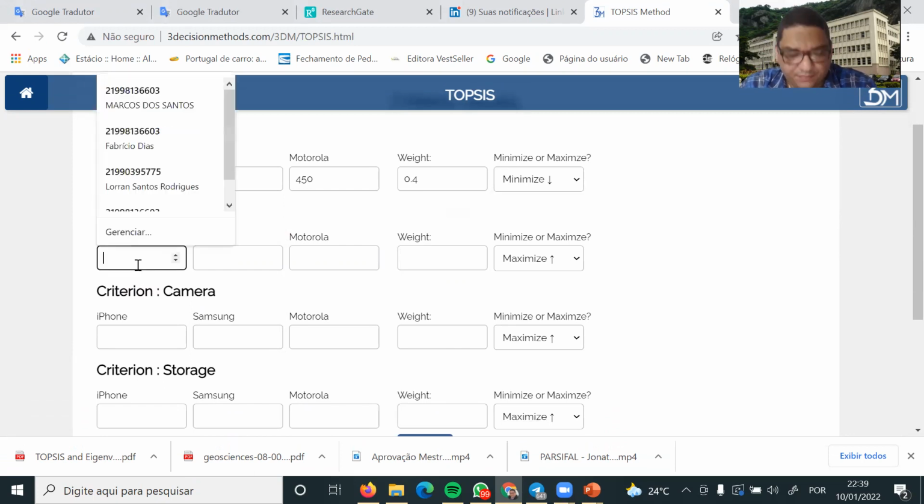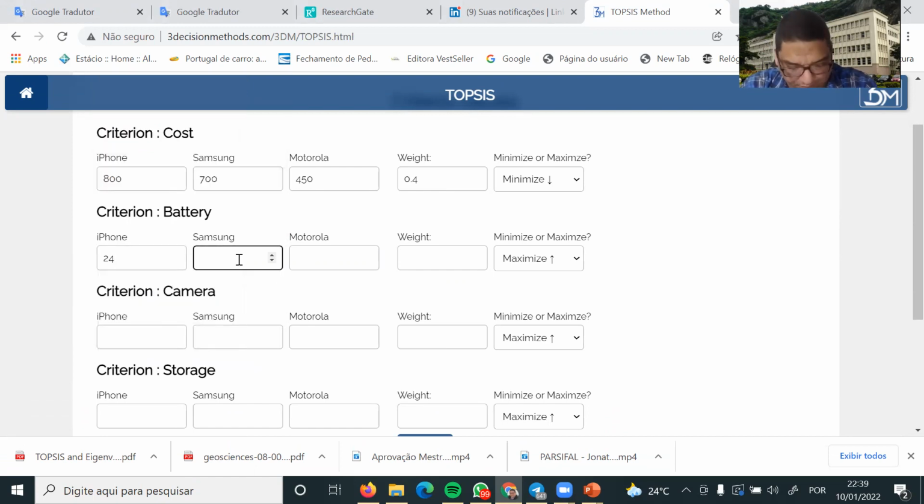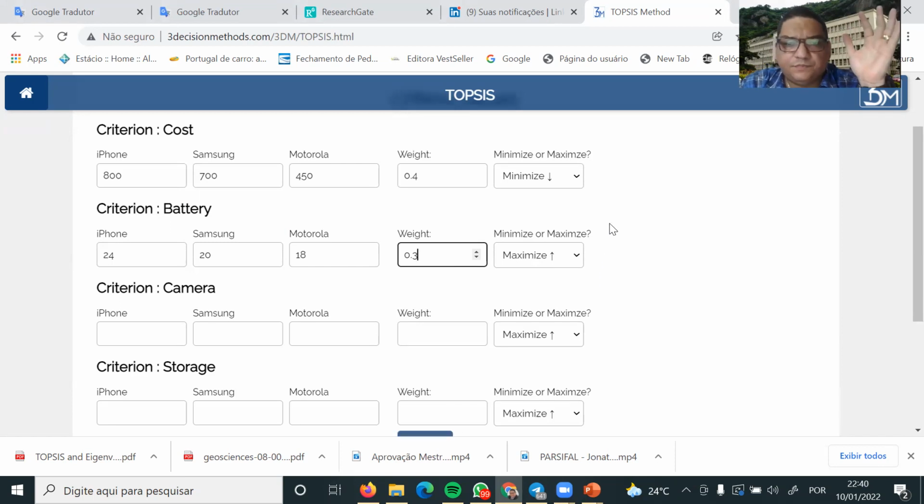Next, criterion battery. iPhone 24 hours, Samsung 20 hours, Motorola 18 hours, and the weight is 30%, 0.3. And do I wish to maximize or minimize the battery duration? I wish to maximize. Okay, the default is maximize.